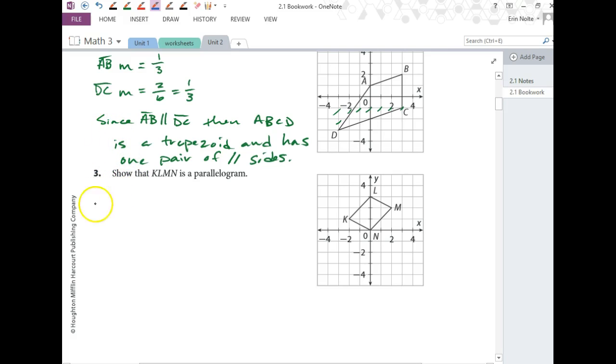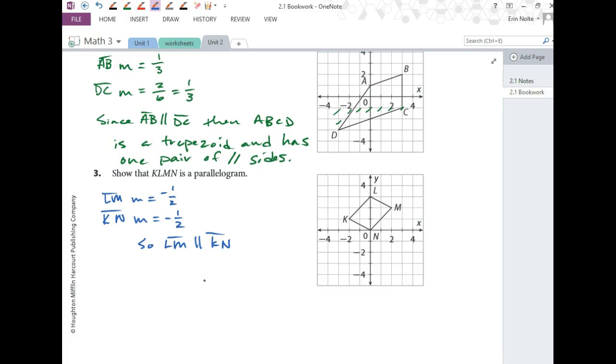LM and KN. Okay, so LM slope is equal to, everybody good with -1/2? Good there. And KN's slope is equal to -1/2. So LM is parallel to KN. Okay, so we have at least a trapezoid at this point. Okay, so now we're going to check the other 2.